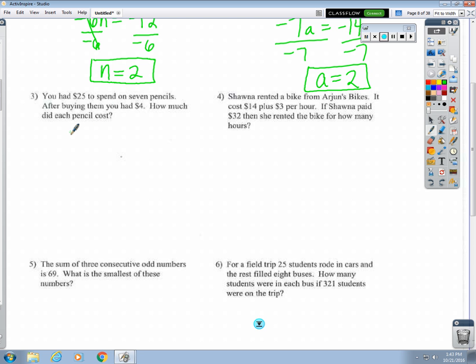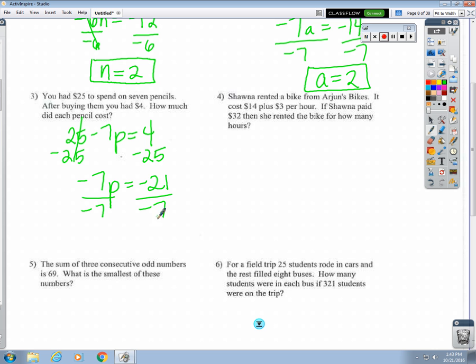Okay, what does this equation look like? 25 minus 7p equals 4. Okay, and then we need to solve it. How do we solve it? Minus 25 on both sides. Right, -7p equals -21. Divide by -7 on both sides and p equals 3.